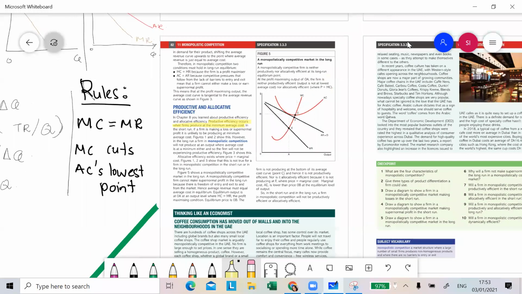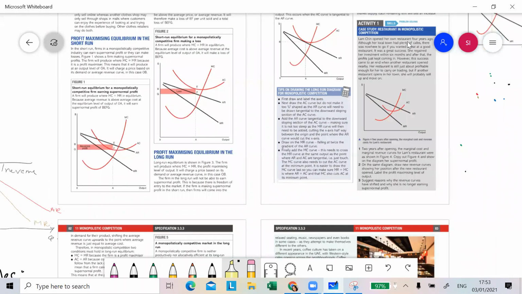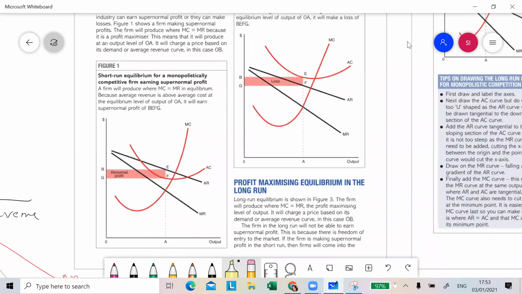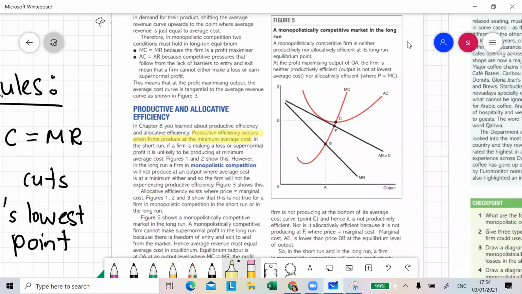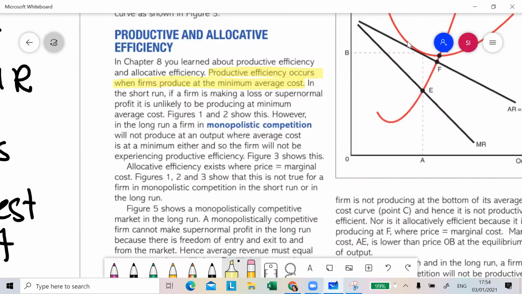Right, so they're talking about figure 1 and 2, which show the abnormal profit and the loss, where AR is greater than AC, which is abnormal profit, and the other one, AC is greater than AR. So in the short run, if a firm is making a loss or a supernormal profit, it is unlikely to be producing at minimal average cost. Figure 1 and 2 show this.